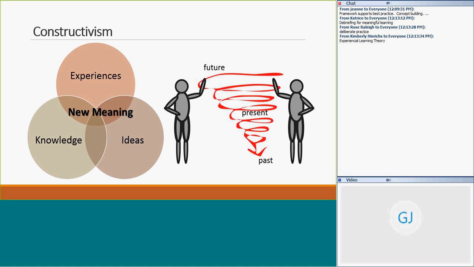Another graphic shows what they know from the past, and it swirls up to what they're learning in the present, and makes its way up to how to use this in the future. So they're building, every moment is building new meaning and new information and a new way of knowing things.